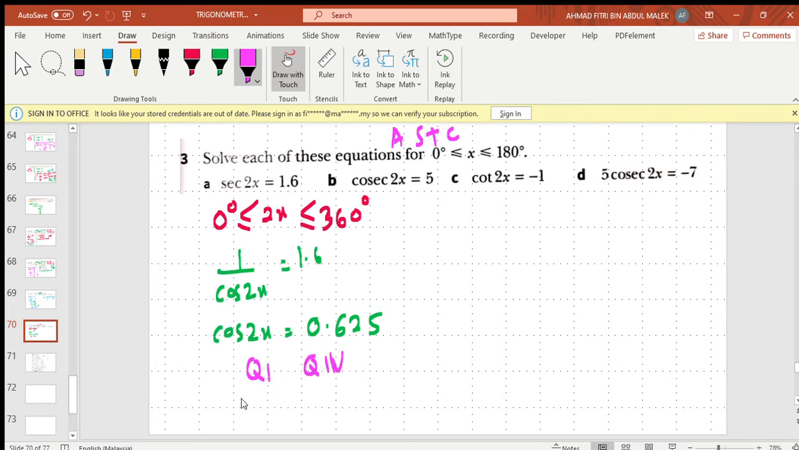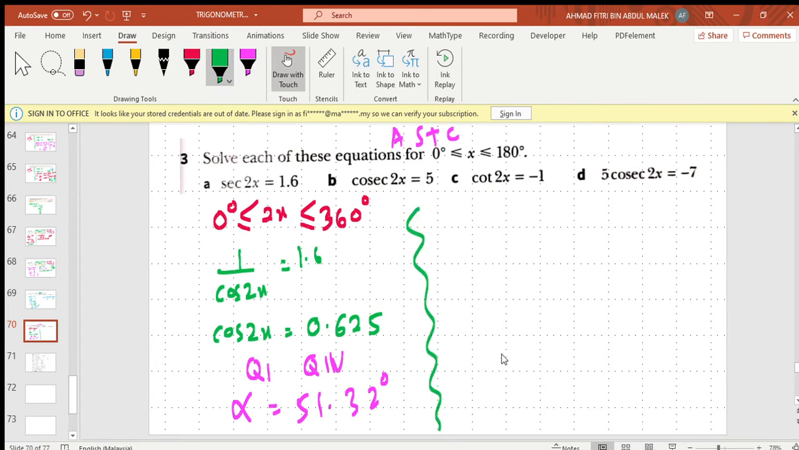Okay, then cari reference angle. Just abaikan saja 2x tu. Okay, find the reference angle. So your reference angle, you akan dapat shift cos 0.625. You akan dapat, sorry, shift cos 0.625, you akan dapat 51.32 degree. This is your reference angle.